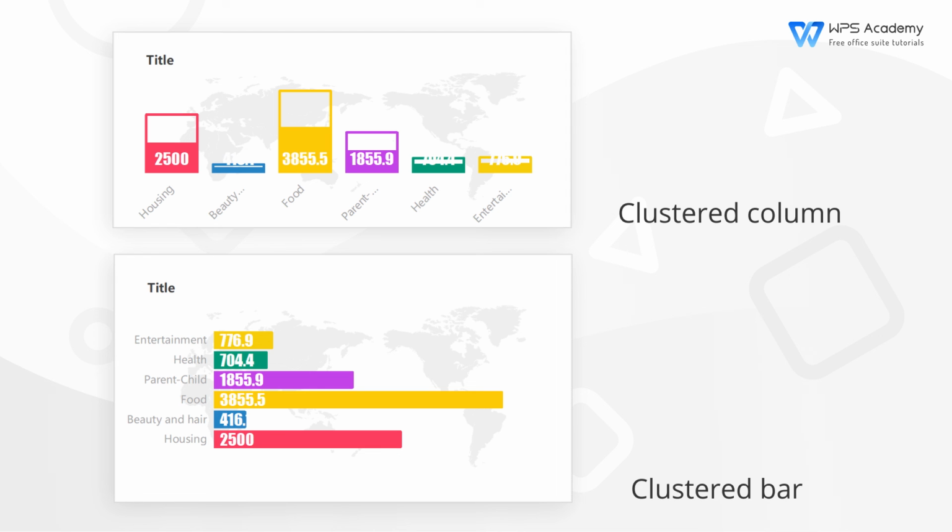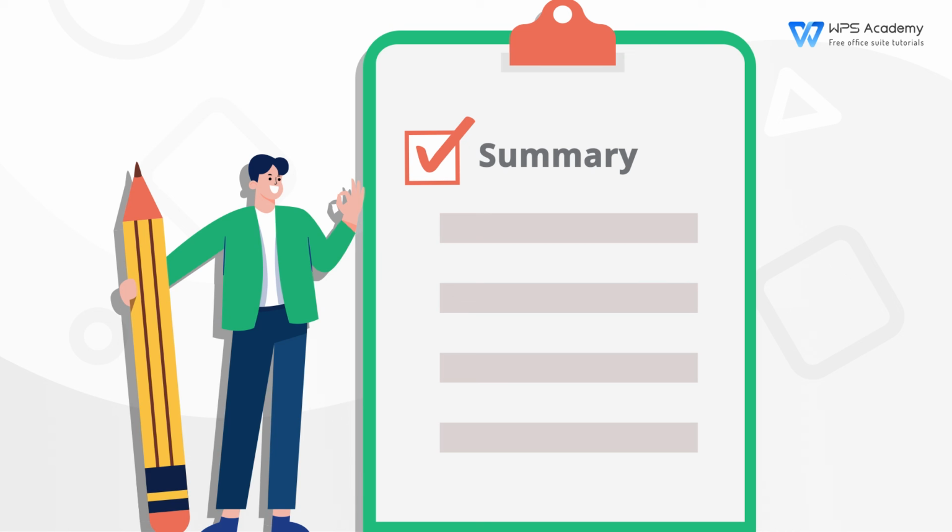Similar to column charts, bar charts also have three types: clustered bar, stacked bar, and 100% stacked bar. Everything is the same except the column chart is 90% rotated. We won't get into detail. You can flexibly choose the chart types as needed.